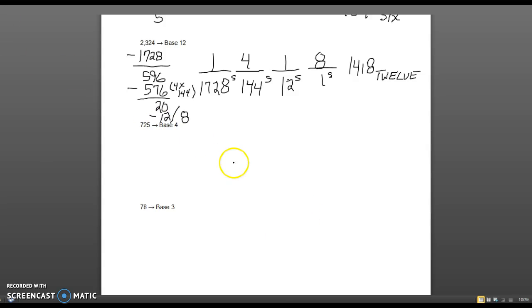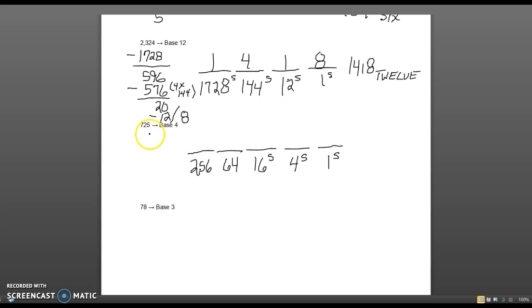Alright, next up is base 4. So again, I will start it the same way with my place values. I've got 1s, 4s, 4 4s is 16, 4 16s is 64, 4 64s is 256, and 256 times 4 is going to be over 1,000, so that's going to be more than I need to make, so I don't need the next place value.